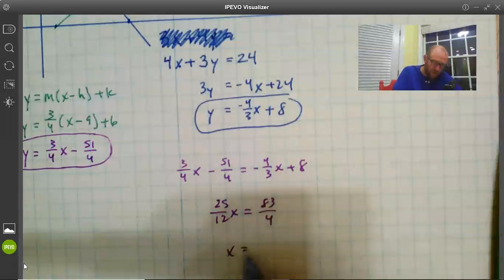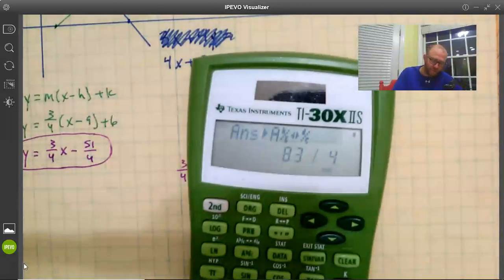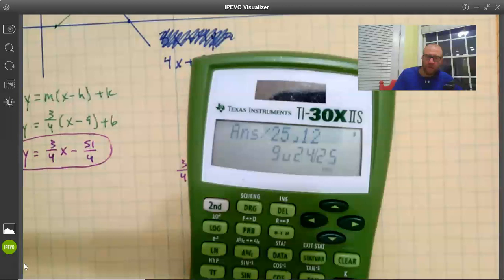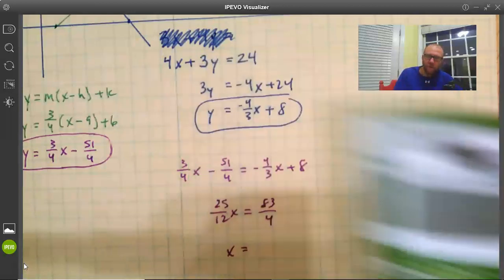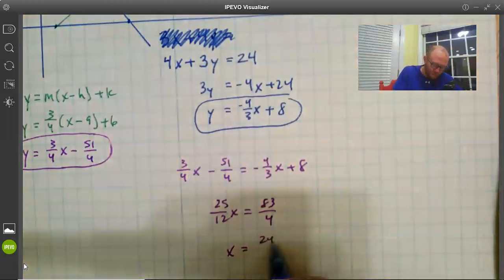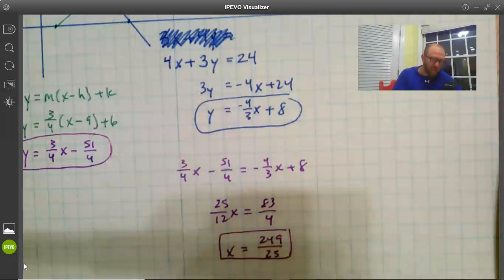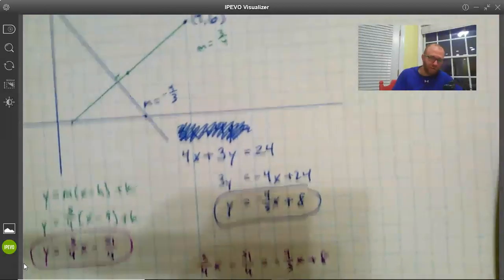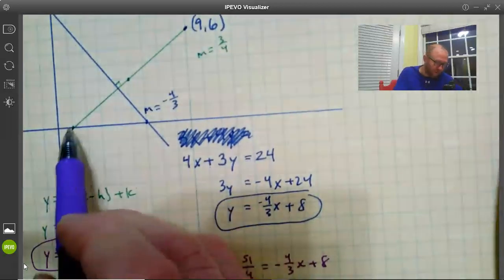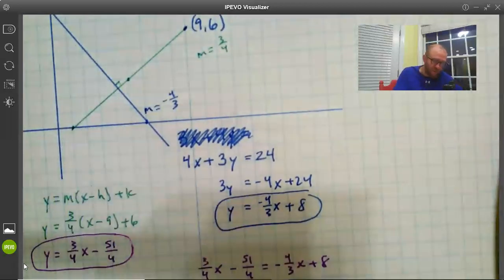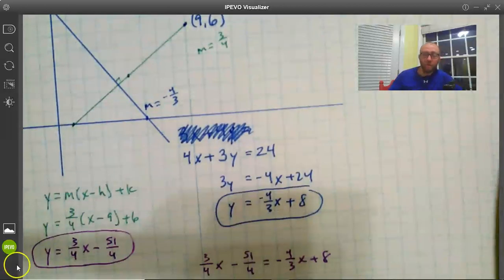And then we'll just divide by 25/12 on each side. So divide by 25/12. 9 24/25, or 249/25. Oh, what an ugly number. But, uh-oh. See, here's why I'm glad I graphed this, because look, 9 24/25 is clearly not the x-coordinate here. 1, 2, 3, 4. It's going to be a little bit more than 4. So I'm going to pause and go back and find my mistake.